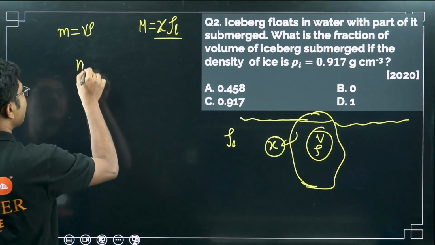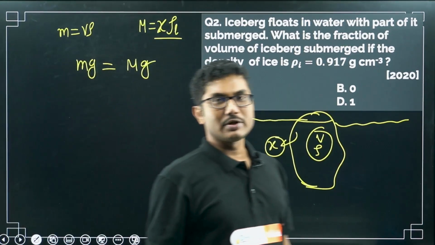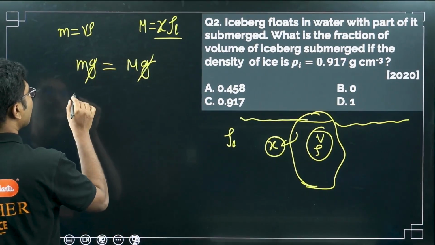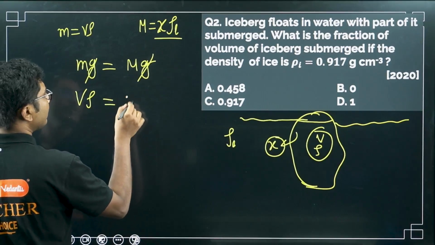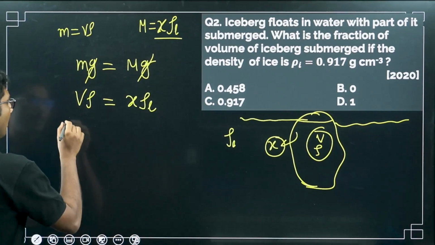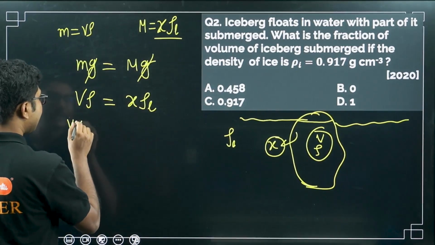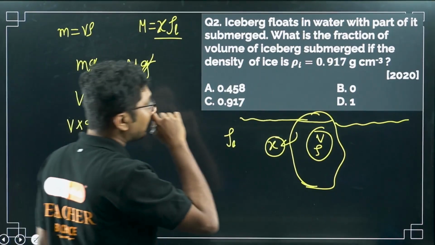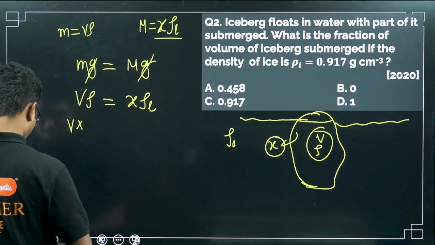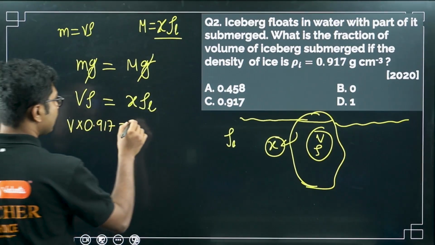Now Archimedes principle says that the weights of these two will be equal. So small mg equals capital Mg. Because g is constant, we can cancel it. So V rho equals X rho L. Now in this case, the volume of the iceberg is V and its density is 0.917, and X we don't know.